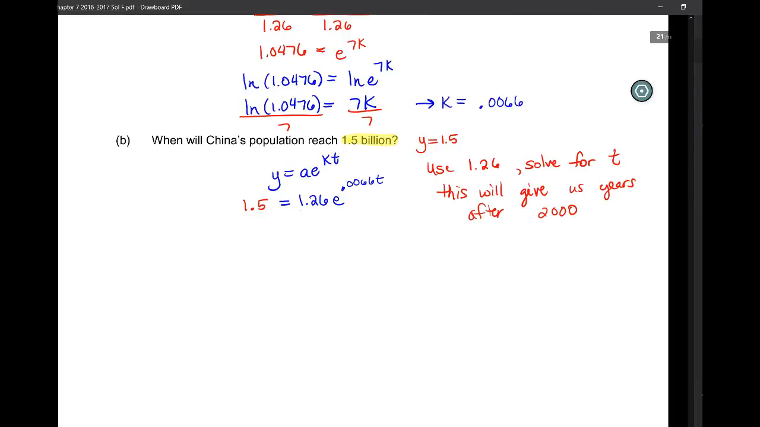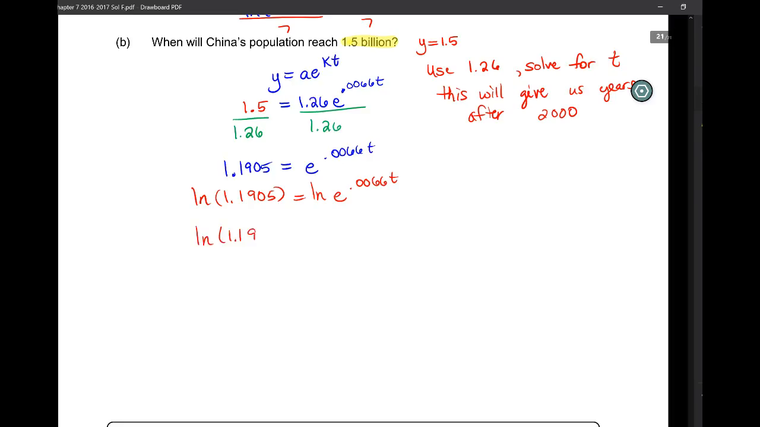So here, I'm going to divide both sides by 1.26. Anybody have the decimal that you get on the left side? 1.1905. Good. So we take natural log of both sides. Then we're going to divide both sides by that decimal. What do we get for t? 26.4202.